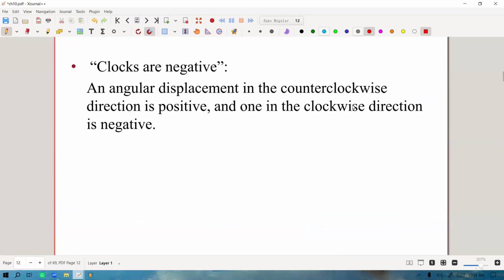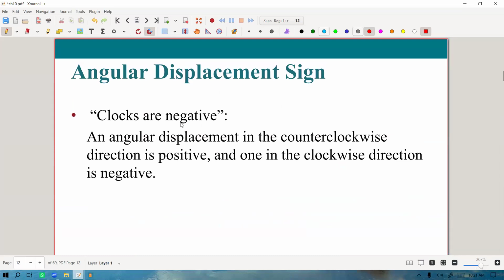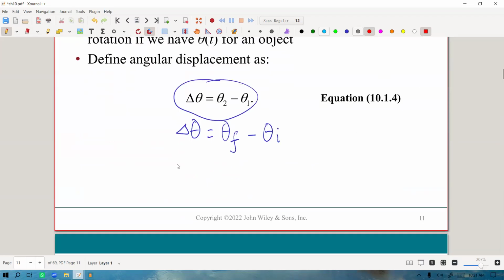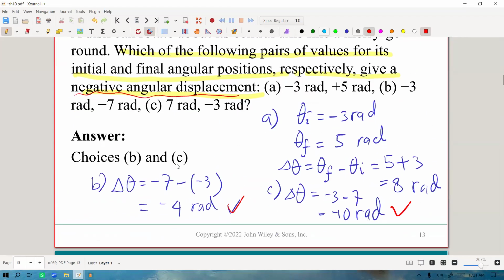So remember again that negative means clockwise, the direction of the clock. But the positive one is the opposite. It means counterclockwise.